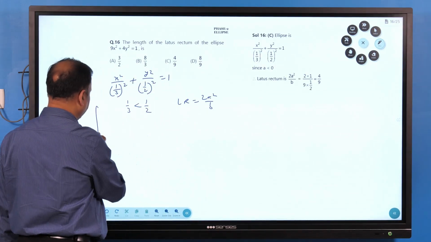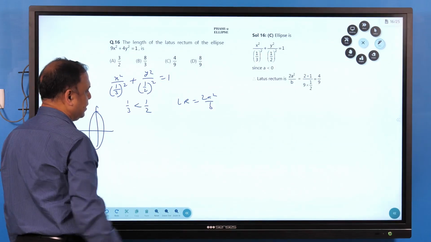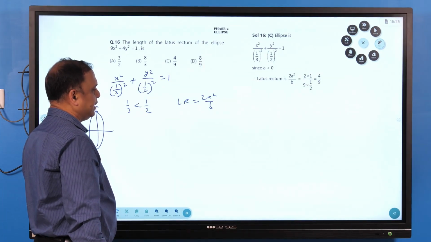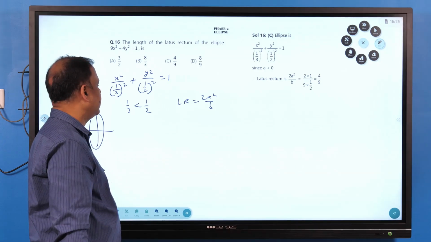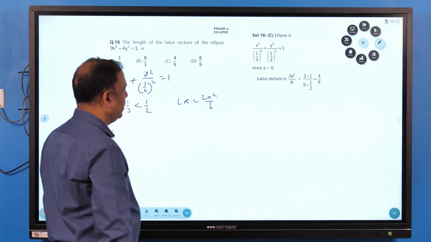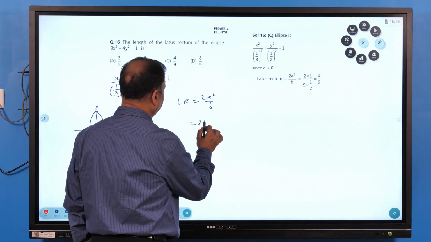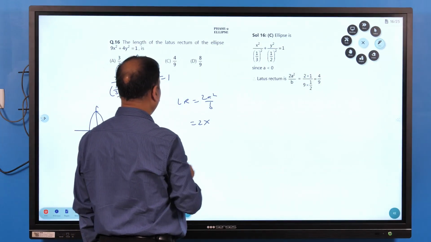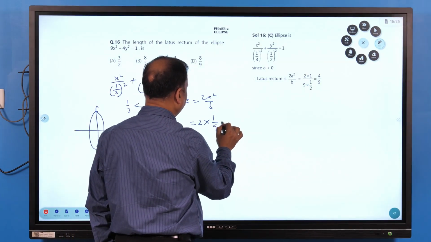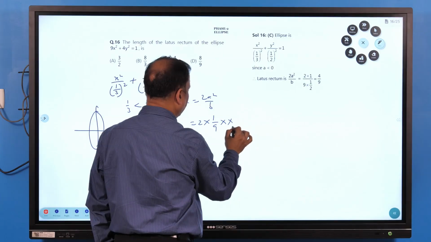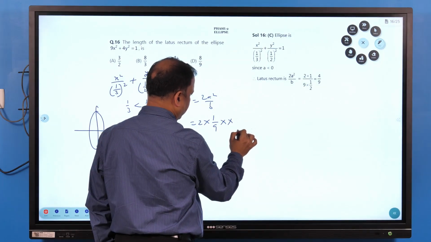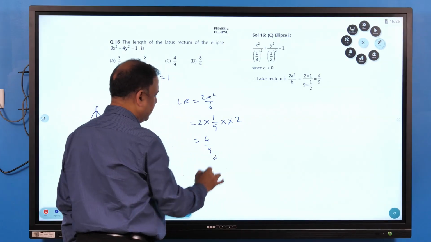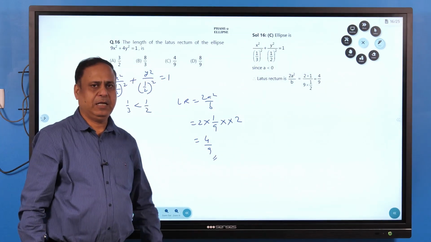This is a vertical ellipse, so that is why I am taking 2. A is the semi-axis, B is the major axis, semi-major axis. So 2A squared upon B. So put the values: A squared is 1 upon 3 squared, 1 upon 9, into 1 upon B, so 1 upon 2. So this is 1 upon 2, so it will become 2. So 4 upon 9. So that will be the answer of the latus rectum of the ellipse.